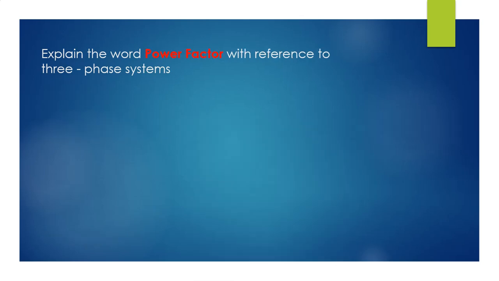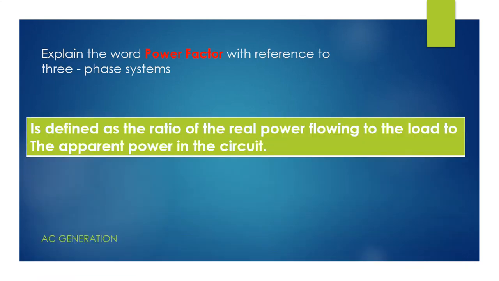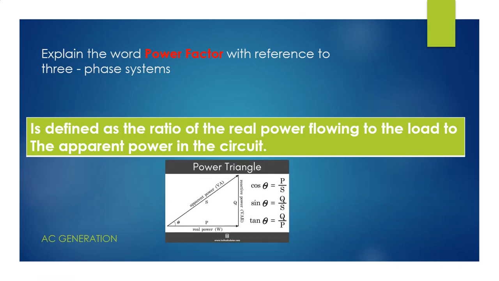Explain the word power factor with reference to three-phase systems. It is defined as the ratio of the real power flowing to the load to the apparent power in the circuit. The formula for power factor is true power over apparent power, P over S.